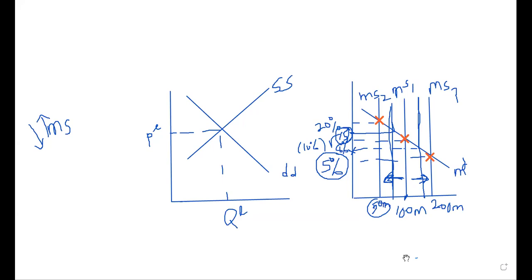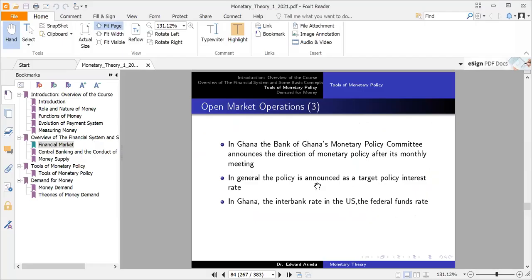So in Ghana, the interbank rates, in the US, if you're reading the textbooks and you see the federal funds rate, we are treating that as the interbank rates that we have in Ghana. Open market activities are therefore carried out to meet the target policy rates that we have, whatever the target is.